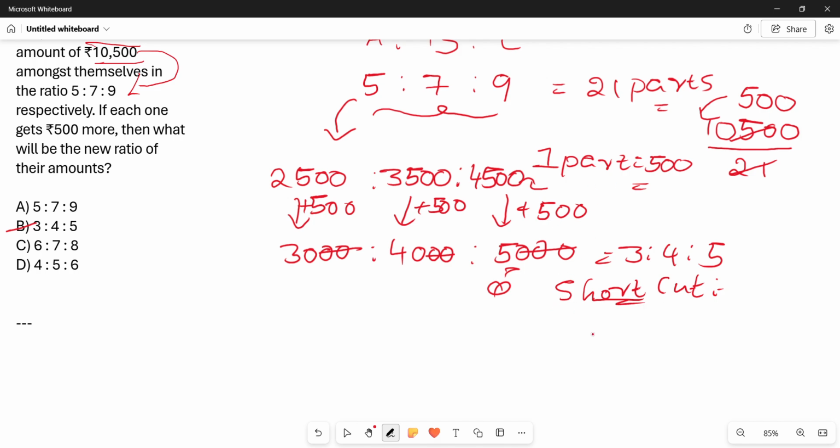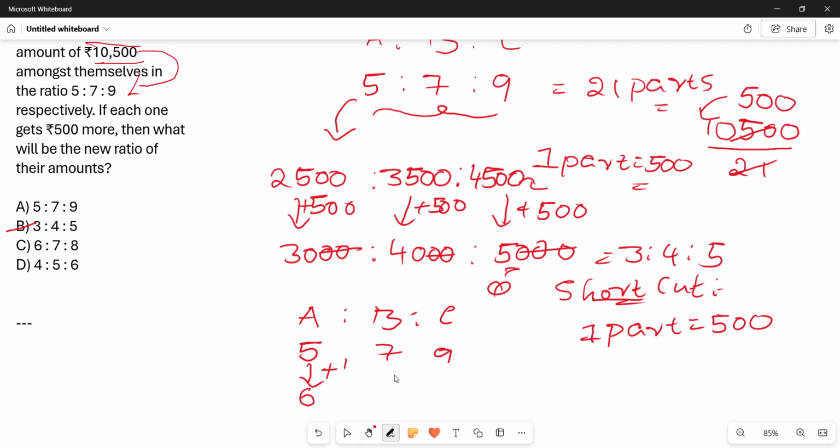So after calculating, each part is 500. So one part is becoming 500. A contains how many parts? A is to B is to C. A containing 5 parts, B containing 7 parts, C containing 9 parts. Is it right? One part is 500, so can we add one part to the ratio?